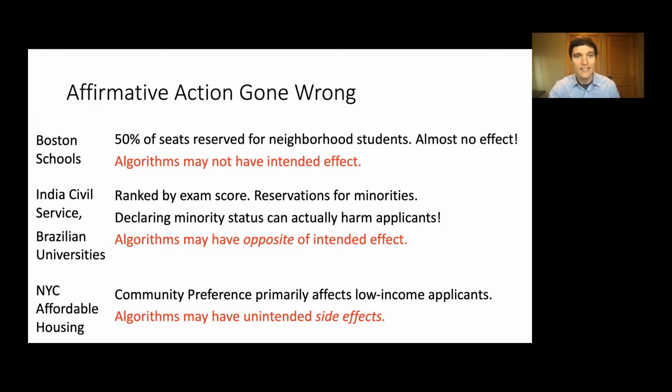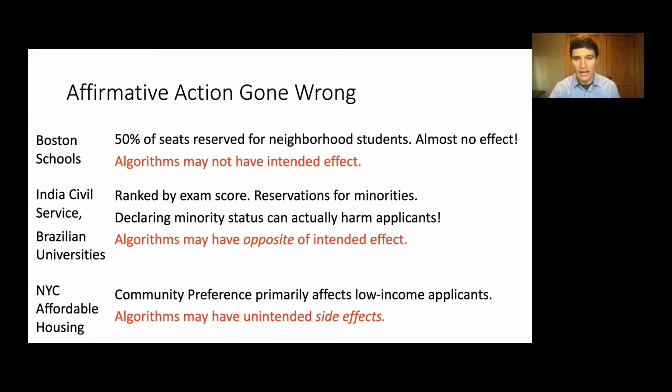In India, there are cases where you could be hurt by declaring that you are of a minority group that's supposed to be benefited from the policy, but actually the way the processing algorithm worked, it might actually harm you to declare that. And then this is an example where I would say it did have the effect of increasing the number of community residents that were selected, but it also had this unintended side effect, which is that for low-income applicants, it made it almost impossible to be allocated if you're outside the community. But for middle-income units, it had almost no effect.